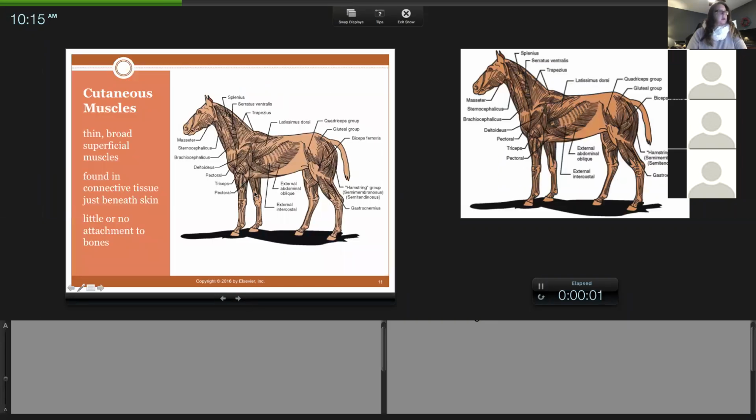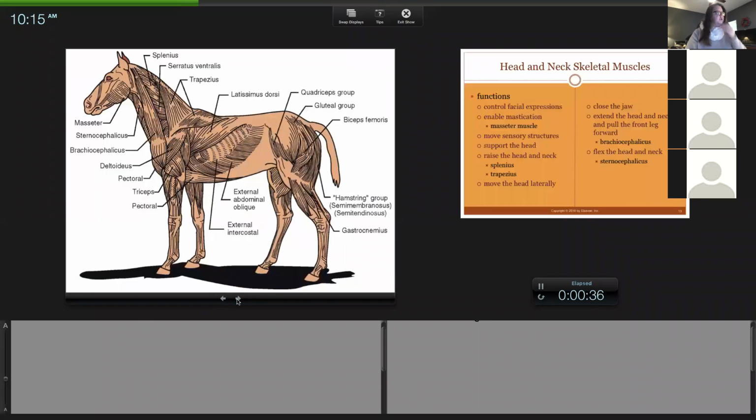muscles. This general picture, like I said, you're not going to have to label, but cutaneous muscles, remember cutaneous is pertaining to skin. So these muscles are typically found under the skin. Remember, you have epidermis, dermis, hypodermis, fat. Underneath that fat would be these muscles. But they're typically very superficial, thin. Some of them have a little bit of attachment to the bones, some not as much. But let me get into what some of these do.